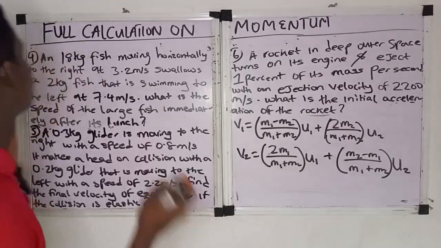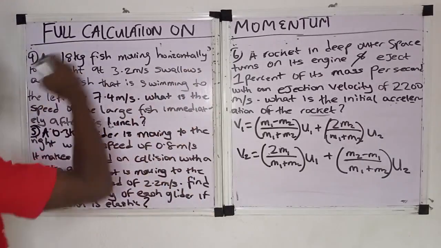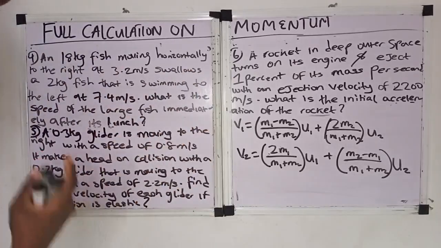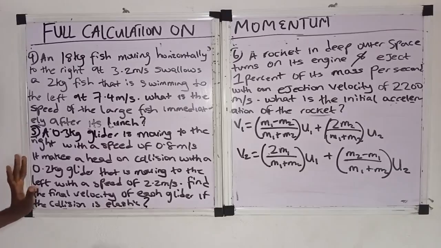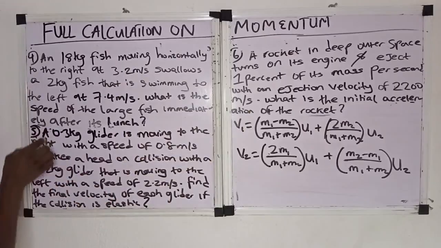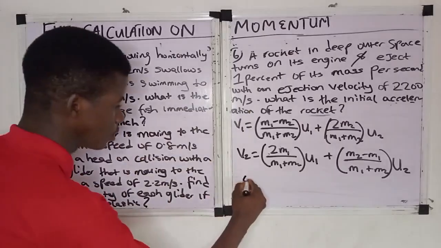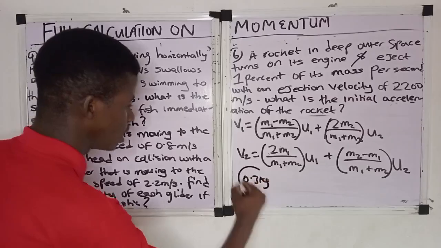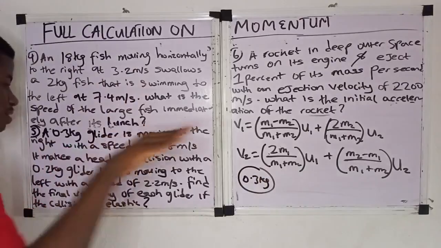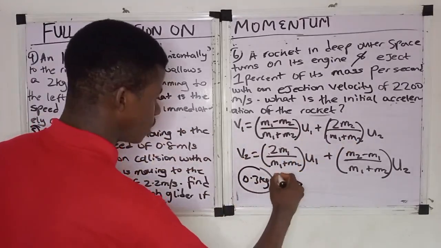All right, so let's continue with the next questions, question 4 to question 6. Let's do question 5 first, then question 4 and question 6. So question 5, they said a 0.3 kg glider, let's say this is the glider, 0.3 kg, is moving to the right with a speed of 0.8.